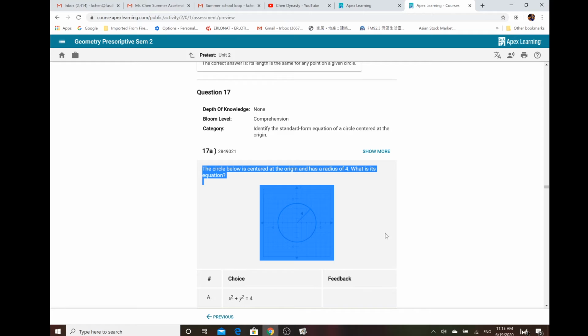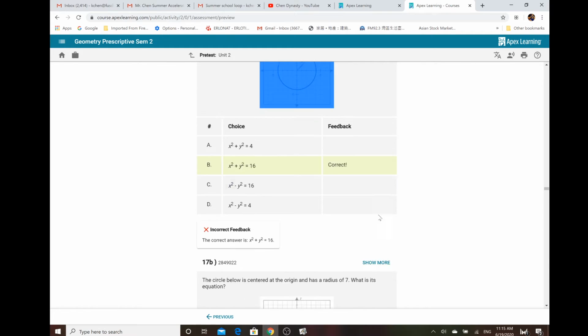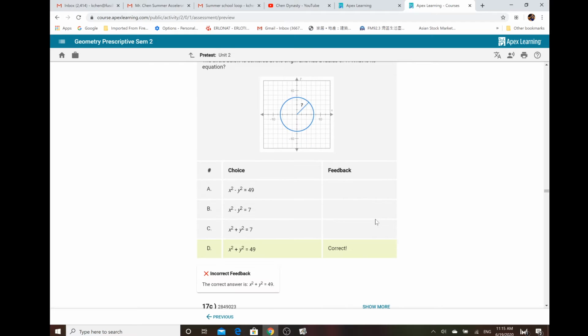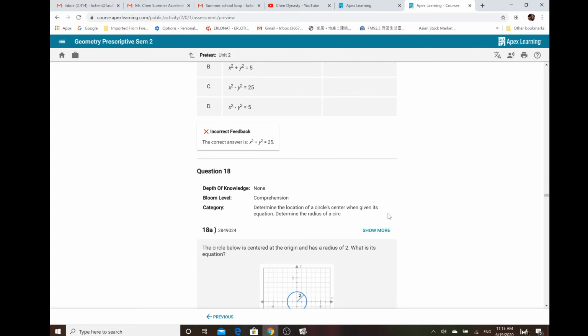Okay, so what we got there, so this one would be answer B. And then the next one is quite similar. So x squared plus y squared, so that would be 7 squared. So 7 squared is 49. So the correct solution is D. And this one too, x squared plus y squared equals 25. So answer A.